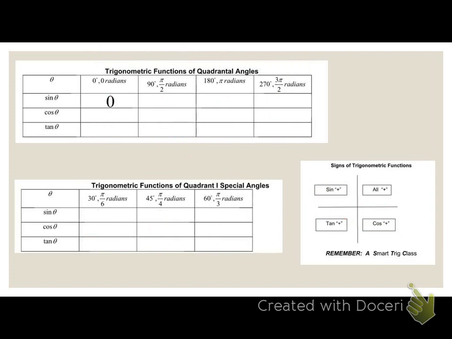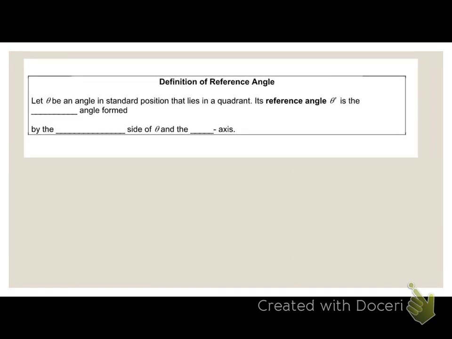Okay? How? Well, we do that by getting to what's called a reference angle, right? Every angle in the unit circle, or every angle anywhere, can be reduced down to its reference angle. And the reference angle is an acute angle that is formed by the terminal side and the x-axis. That's the definition, right?